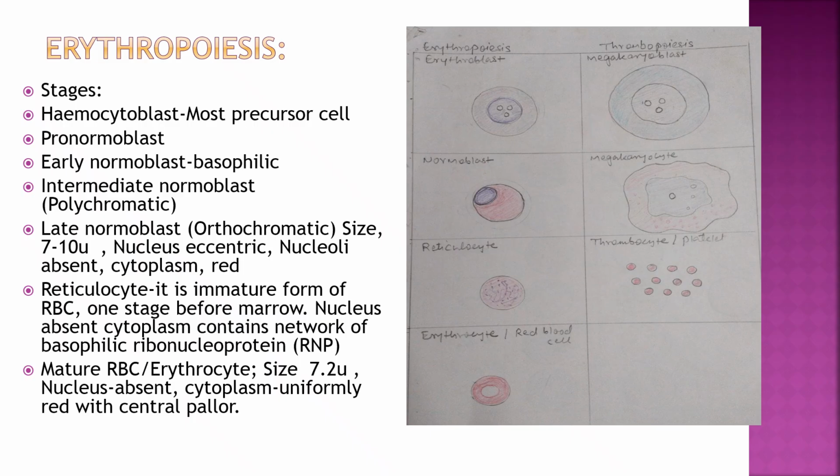Then the nucleus breaks down and reticulocyte is formed. This is the immature stage of RBC. Nucleus is absent but a network of basophilic ribonucleoprotein is present in the cytoplasm. It is called reticulocyte. And then finally the mature RBC develops, that is 7.2 micron in size, nucleus absent and cytoplasm uniformly red with central pallor. So in this diagram you can see all the stages of erythropoiesis.